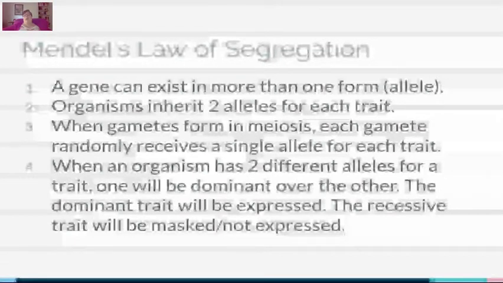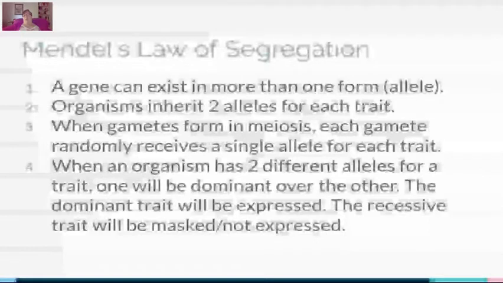Now, I mentioned our dear friend Gregor Mendel last week. Well, he came up with a law that explains how this works. We call it the law of segregation, and it says this. First, a gene can exist in more than one form. We call these different forms of genes alleles. My example of this from last week was the LCT gene, which codes for the lactase protein, which comes in two different forms, two different alleles.